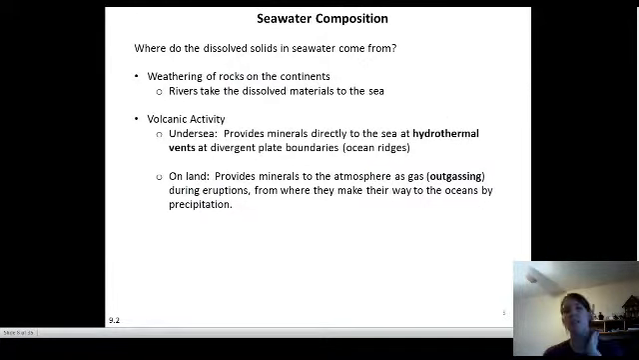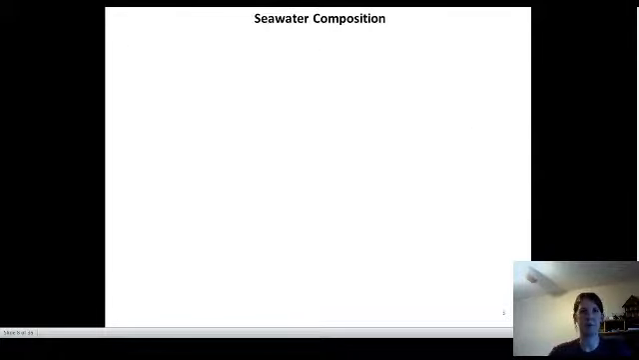So where do these dissolved solids in seawater come from? They come from the weathering of rocks on the continent. As these rocks weather, the rivers take this dissolved material into the sea. They can also come from volcanic activity. This provides minerals directly to the sea at hydrothermal vents and at divergent plate boundaries. And then on land, the volcanic activity provides minerals to the atmosphere during eruptions, and they eventually make their way to the oceans by precipitation.